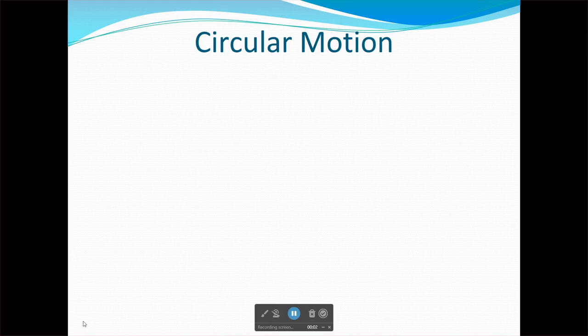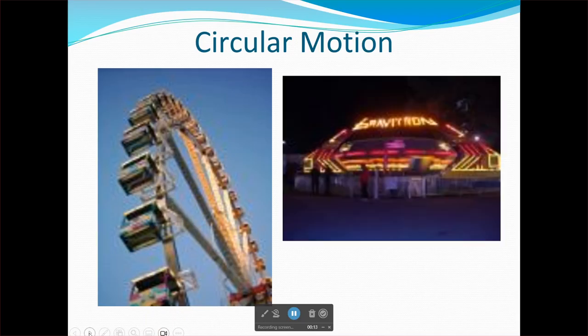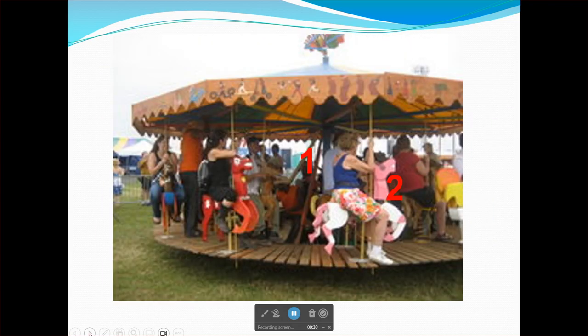All right, so the next part of this module is circular motion, and we're going to learn about what kind of objects are in circular motion. So a Ferris wheel is in circular motion. The Gravitron, if you've ever been to the state fair, hopefully you've got to experience the Gravitron. It's a circular spaceship looking ride, and it goes really, really fast, and your feet start to come off the ground and you start to move up the walls, so it's really cool. Hopefully you know what that is. And then also a carousel is in circular motion, right?